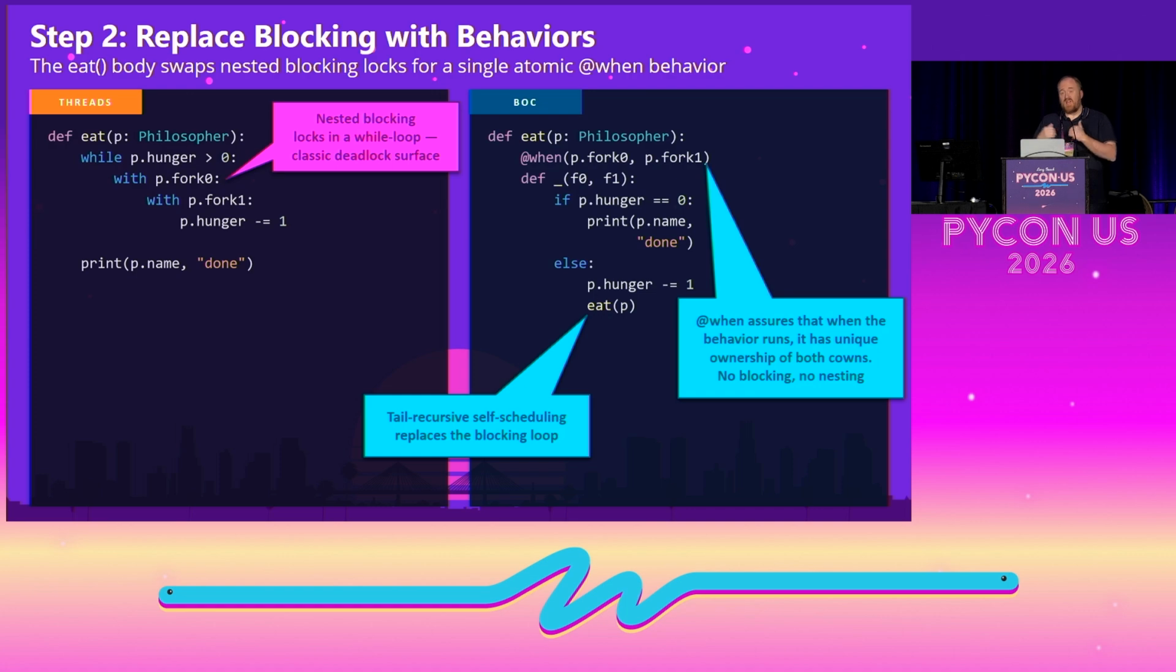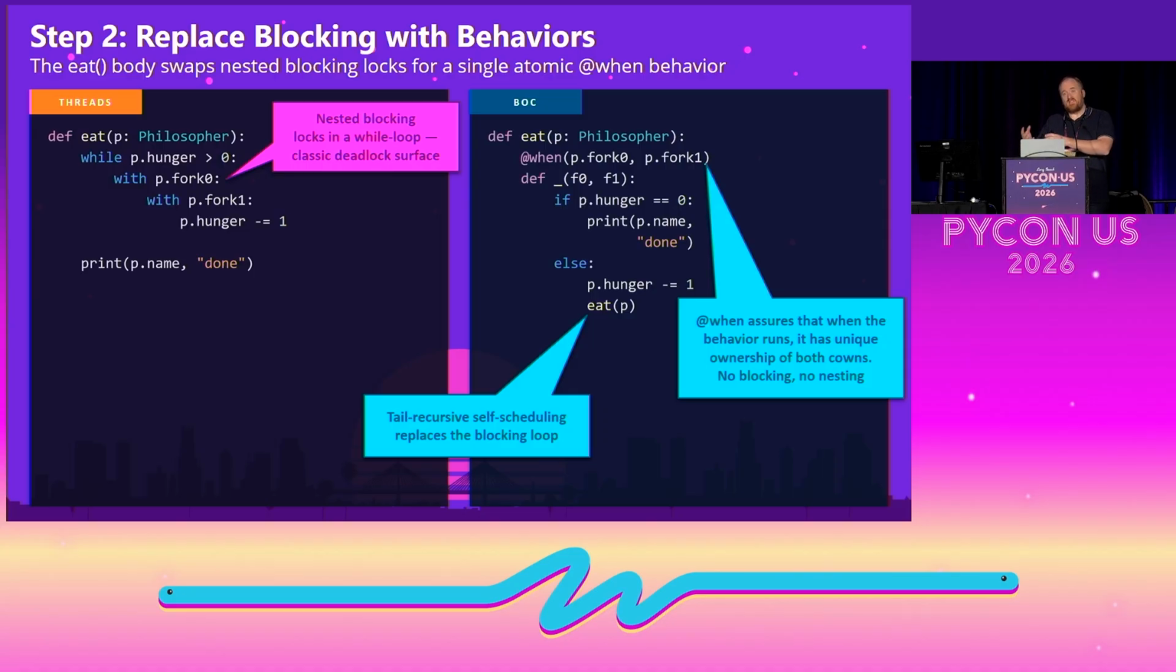And in this code, we're going to check to see if the philosopher is sated, if their hunger is 0. If so, we're done. Otherwise, we're going to reduce the hunger and do a tail recursive call to schedule another behavior. And that call is non-blocking. It just schedules a behavior that will run when these forks are available again, which could be whenever.